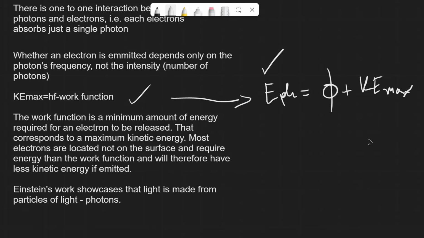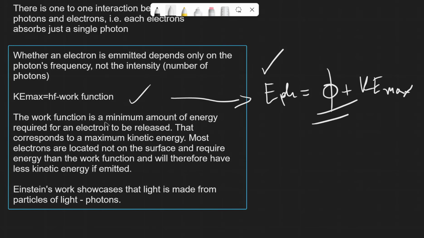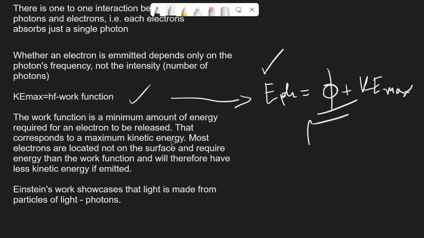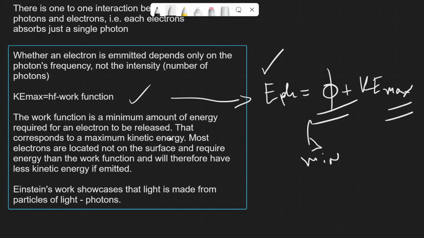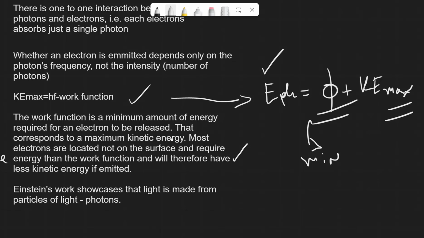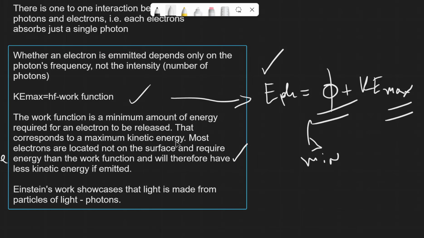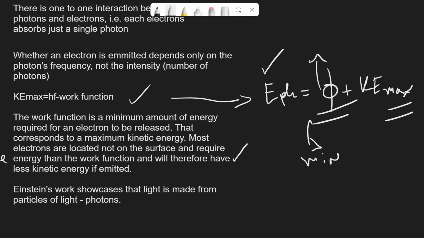Please note that the work function, which is this guy here, is the minimum amount of energy required for an electron to be released. Now, if this is at a minimum, this means that the kinetic energy will have to be at a maximum. What is the physical interpretation of this? Well, most of the electrons are not located near the surface and require more energy than the work function, and essentially if the energy required is higher, then this means that the kinetic energy will be lower because the energy of the photon has not changed.